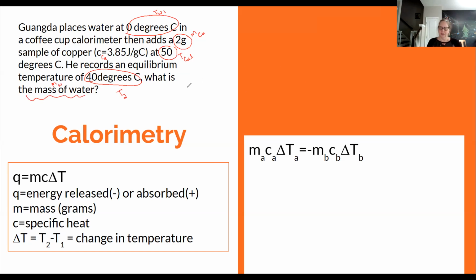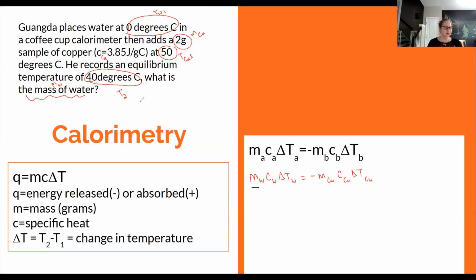So lots and lots of little things right here. Okay, what is the mass of the water? So here's in a general form, but I can rewrite this. The mass of the water times the specific heat of the water times the change in temperature of the water equals negative the mass of the copper, the specific heat of the copper, the change in temperature of the copper. The mass of the water, we do not know. That is what we're solving for.